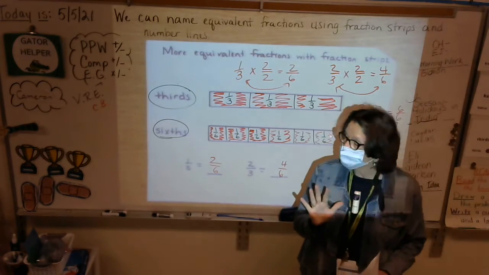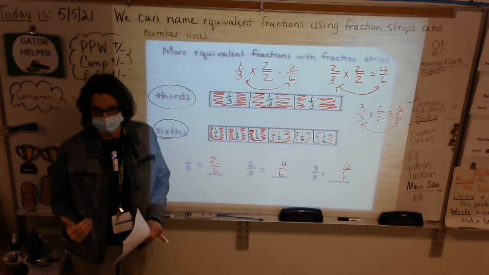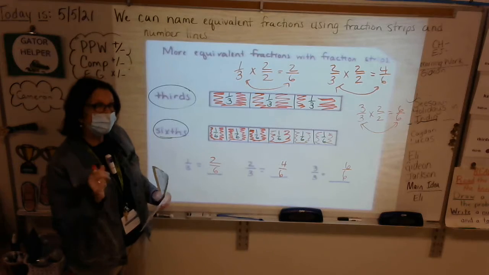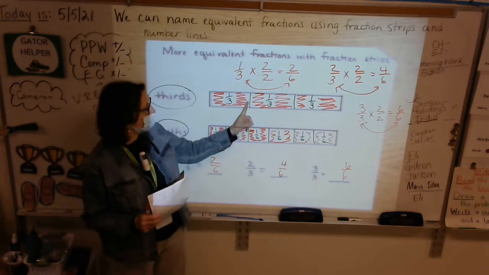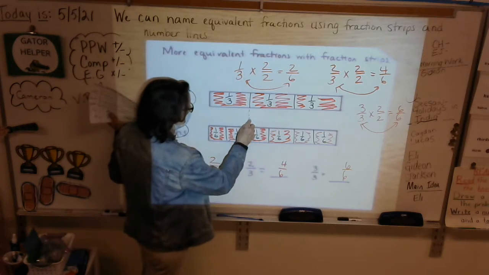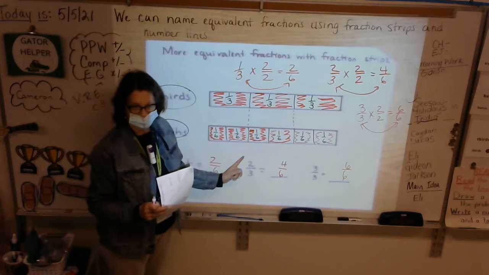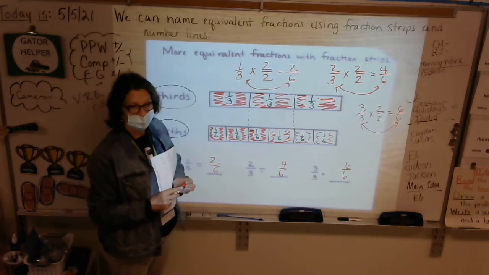Okay, it is important that your holes are the same size. That's why Mrs. Reed drew your fraction strips for you. It's also very important, and friends at home, it's really important. When you draw your thirds, you've got to use those same lines. So look what I did. I use those same lines to make my sixths, okay? Or else your fractions will not be equivalent.